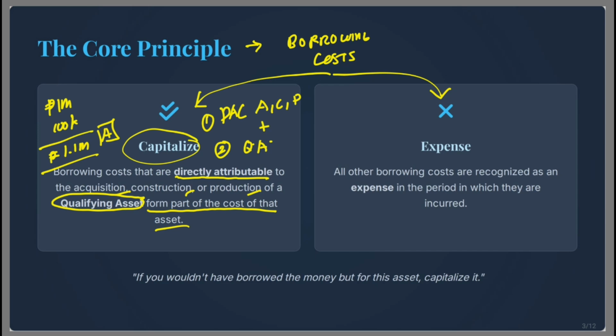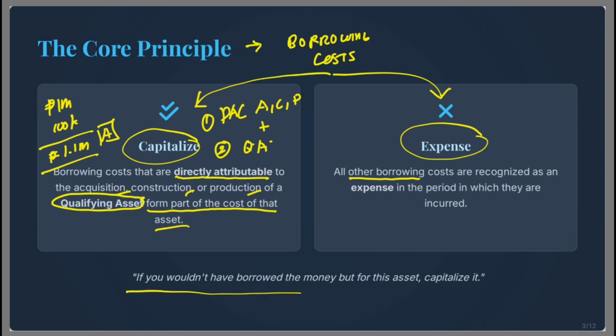Now, if it does not qualify for capitalization, it goes under expense. It will be expensed. That's why it says all other borrowing costs are recognized as an expense in the period in which they are incurred if they are not capitalized. So borrowing costs are either capitalized if they are directly attributable to the acquisition, construction, or production of a qualifying asset. If not, then expense.